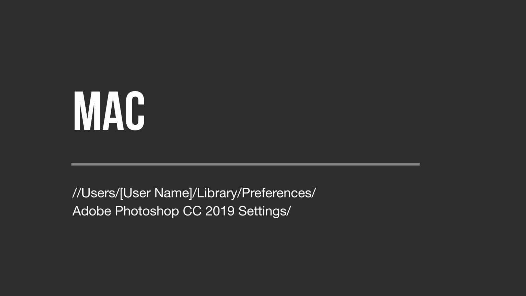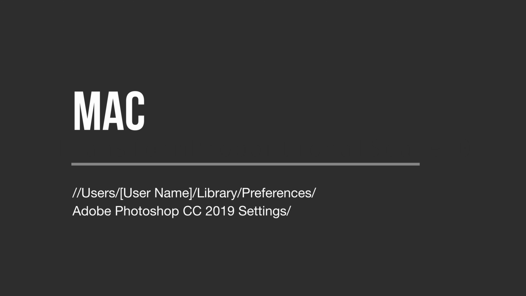Aren't you glad that's not complicated? On a Mac, you only have to go to this: Users, username, Library, Preferences, Adobe Photoshop CC 2019 Settings. Now, on a Mac, in order to get to the library, you will have to do a little bit of a trick to get there. I'll show you how to do that right now.